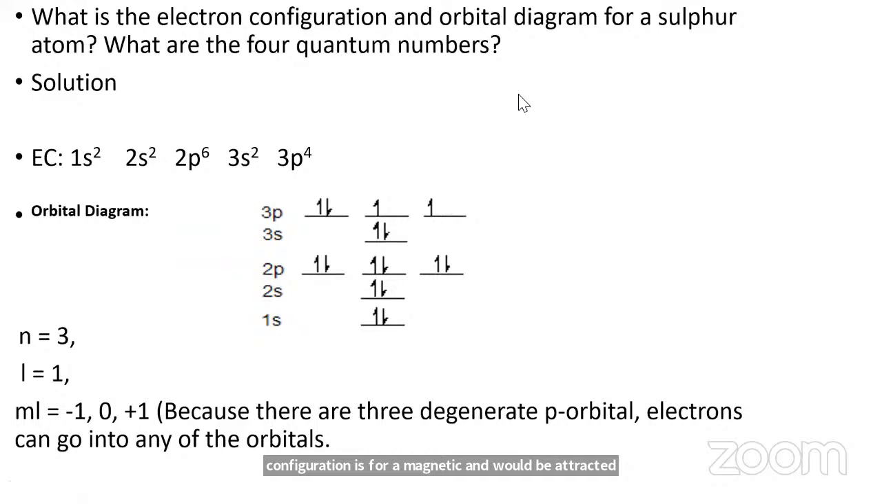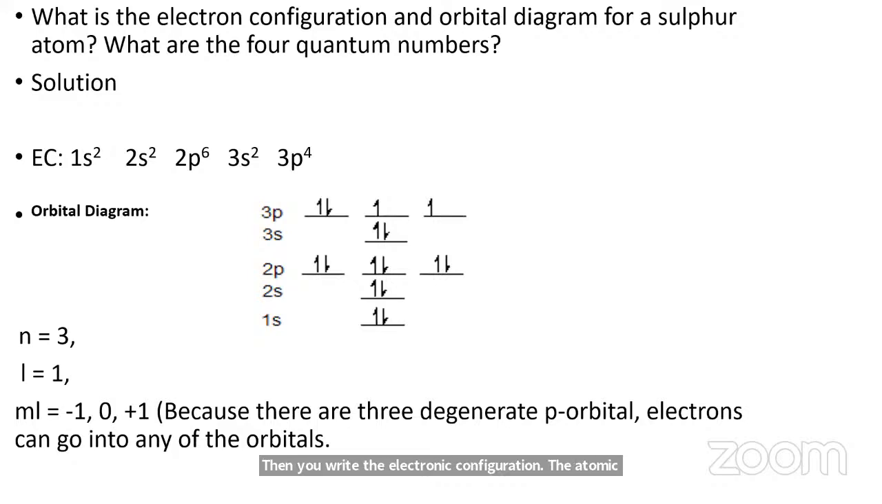Now again, we are going to have our hands on this particular question. What do we have next? The question says, what is the electronic configuration and orbital diagram for a sulfur atom? And what are the four quantum numbers? The electronic configuration of sulfur. First of all, you should know the atomic number of sulfur. Then you write the electronic configuration. The atomic number of sulfur is 16.